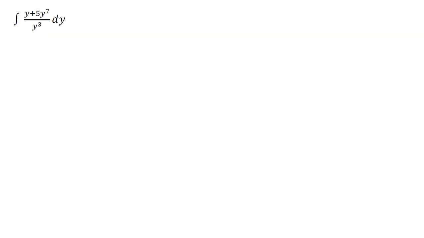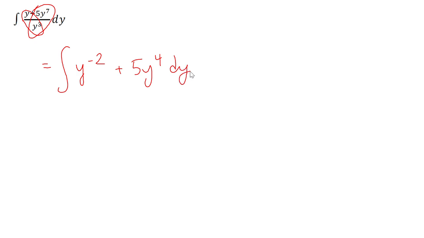For our next one here, we're going to want to do a term-by-term division. We're first going to do y divided by y cubed. And anytime we have these rational functions where the denominator is just a singular term, a monomial, we usually just want to divide. So y over y cubed is 1 over y squared, or y to the negative 2. And then 5y to the 7th over y cubed is just 5y to the 4th. So now we're just integrating y to the negative 2 plus 5y to the 4th.